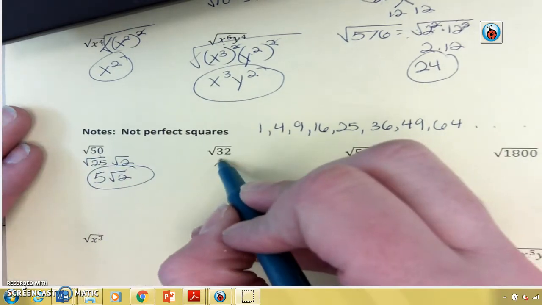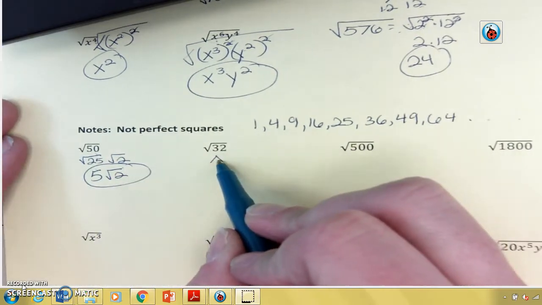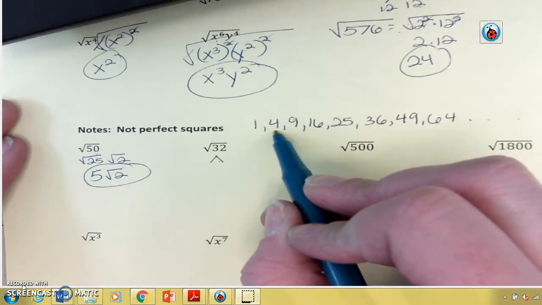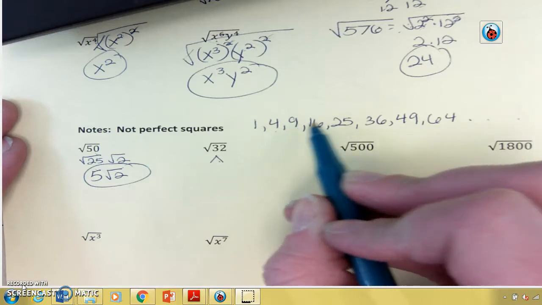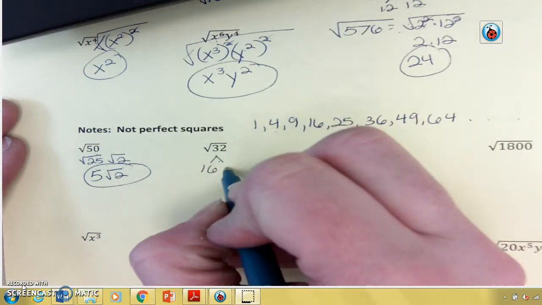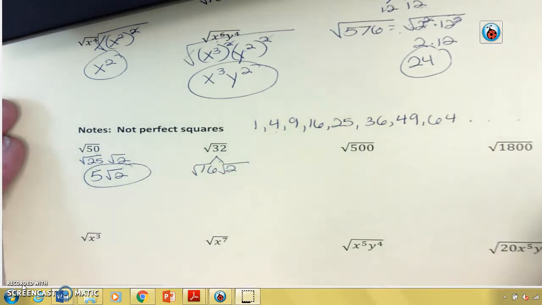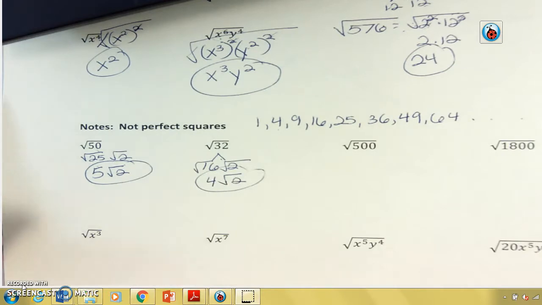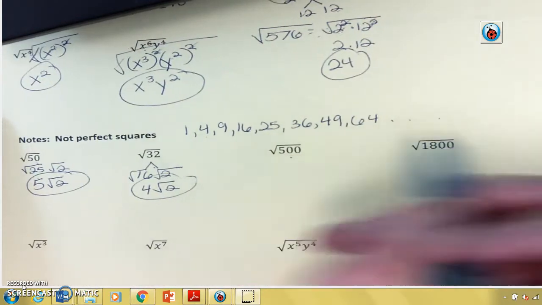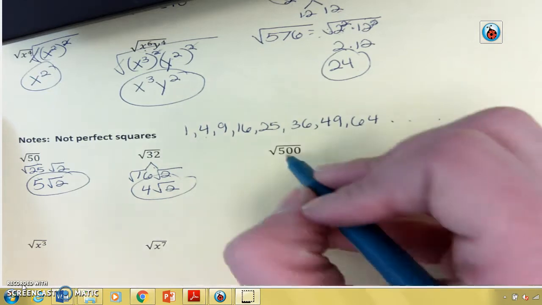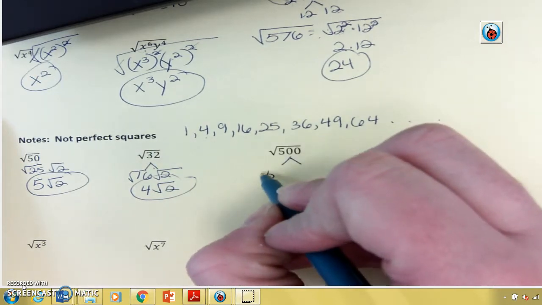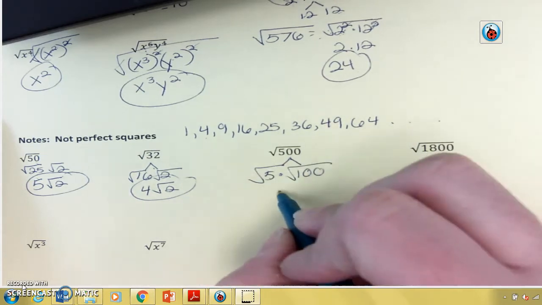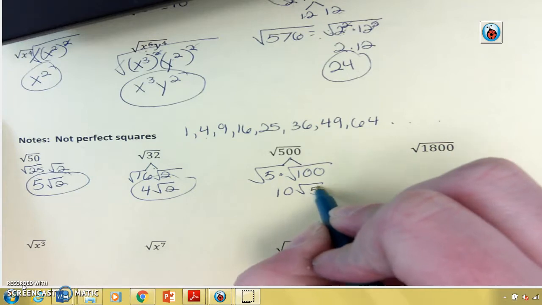Okay, square root of 32. Well, I know that, let's see, 1 doesn't fit in there. 4 does, but I'm going to see if there's anything higher. 9 doesn't, 16 does. So 16 and 2. I'm going to square root 16, which is 4, times the square root of 2. All right, 500. Well, 500 could be 5 and 100, those square roots. I don't know the square root of 5, but I know the square root of 100 is 10, so it's 10 times the square root of 5.